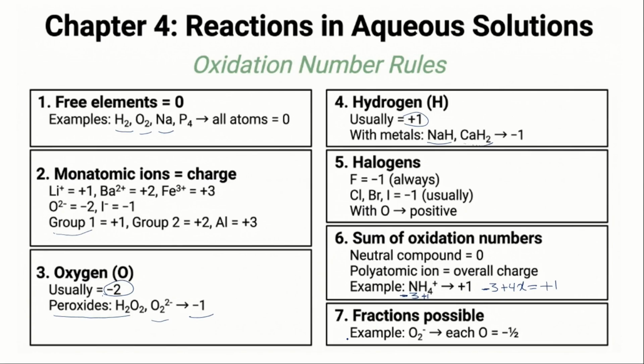Oxidation numbers don't have to be integers. For example, the oxidation number of oxygen in superoxide ions. Of course they don't have to be integers, but we have some exceptions. For example, here in the superoxide ion, we have a fraction, so that could be considered as the exception.